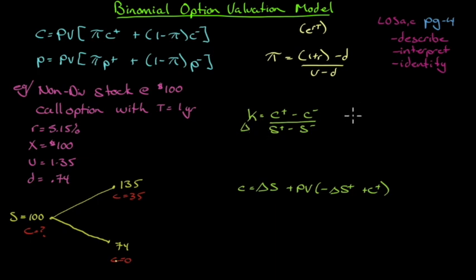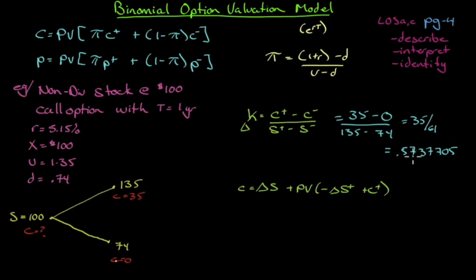So what is my delta? My delta is C plus minus C minus, which is 35 minus 0, over S plus, which is 135, minus S minus, which is 74. So it'll be 35 over 61, which gives me 0.5737705. So there's my hedge ratio. I know that I'm going to buy 0.5737 shares of S.